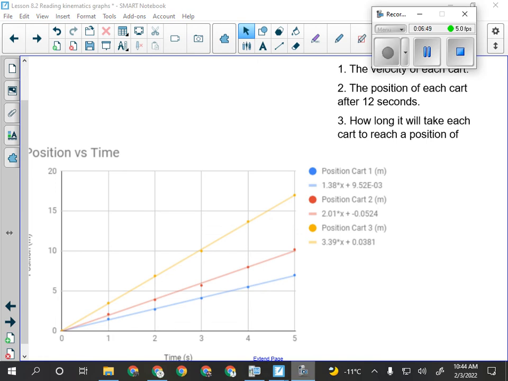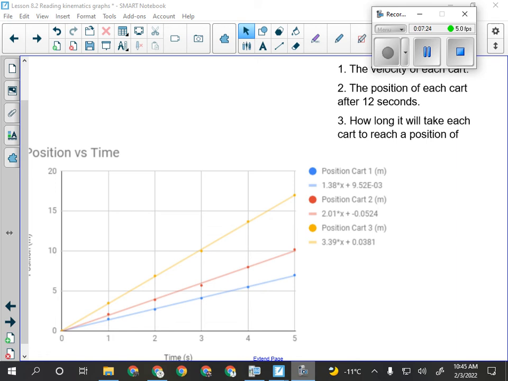Oh, I left that recording. Let's quickly look at number 1. If I asked you question number 1 on a test, what would each one of them be out of in terms of marks? The velocity of each cart would be worth 1 mark because you have to do absolutely nothing to get it. Where can I find it? M. Yeah, it's the slope of the line.